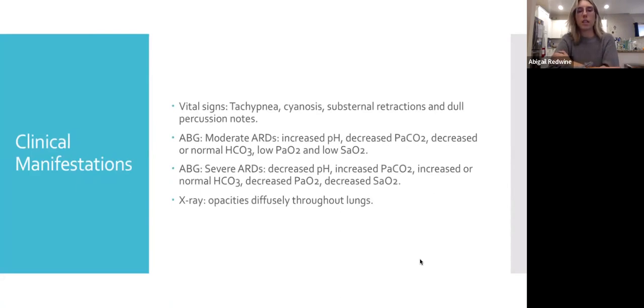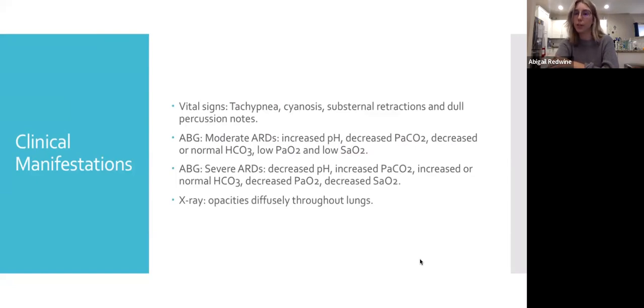So some clinical manifestations, your vital signs, again, it's going to be tachypnea, cyanosis, substernal retractions, and a dull percussion note heard over the lungs. Your ABG for a moderate ARDS, you're going to have an increased pH, decreased PaCO2, a normal or decreased bicarb, and a low SaO2 or low PaO2. Now for severe ARDS, it's a little bit opposite. It's going to be a decrease in pH, an increase in your PaCO2, an increase or normal bicarb, and then a decrease in your SaO2 or your PaO2.